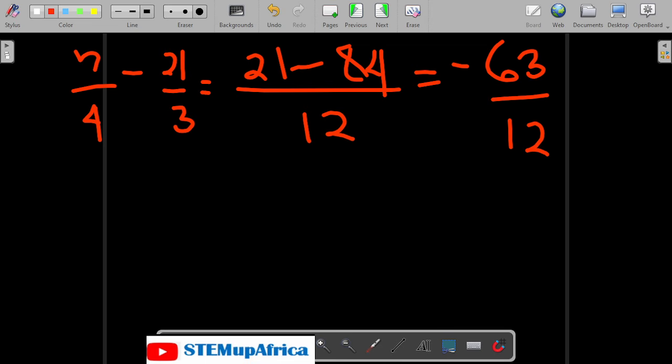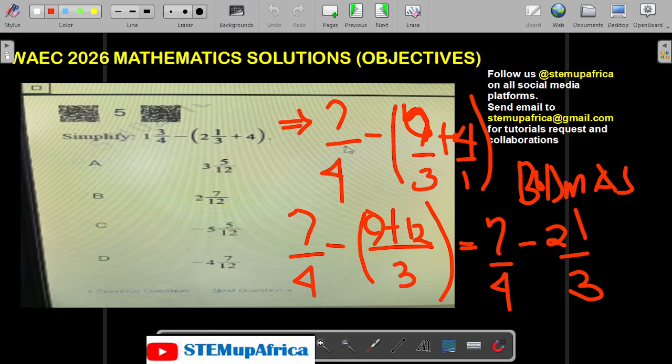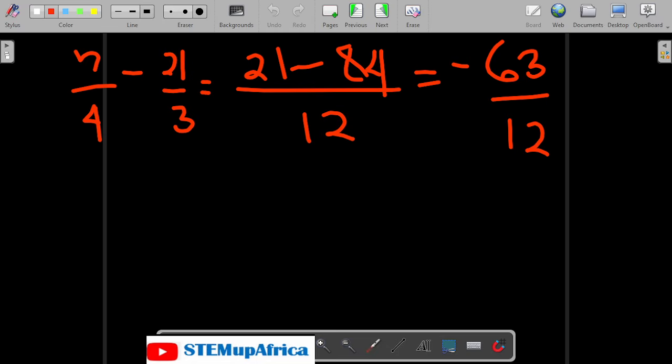So how many whole numbers are there? 63 divided by 12 will give us 21 over 4. Let's check our options. We have 60. Okay, 4 times 48 plus 7. No. Our answer is supposed to contain a minus, so that is the result. Let's check.